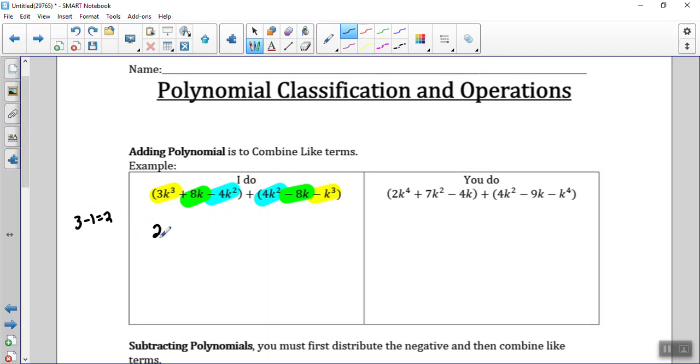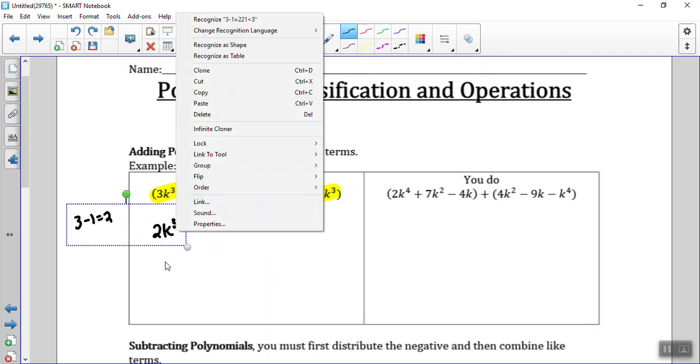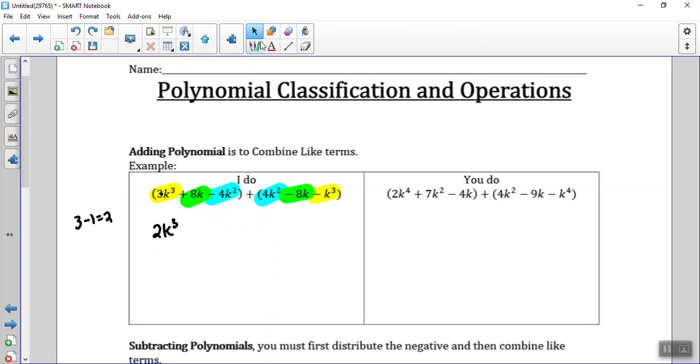So this will end up being 2k cubed. And what I like to do is once I finish it, I just cross it out because I know I'm done with this. Okay, now let's look at, you can work with the green pairs over here, but I'm actually going to work with the square because square comes after the cube. So you have here negative 4 plus positive 4, and you get 0, right? Which means that these two get crossed out. And then finally you have 8.